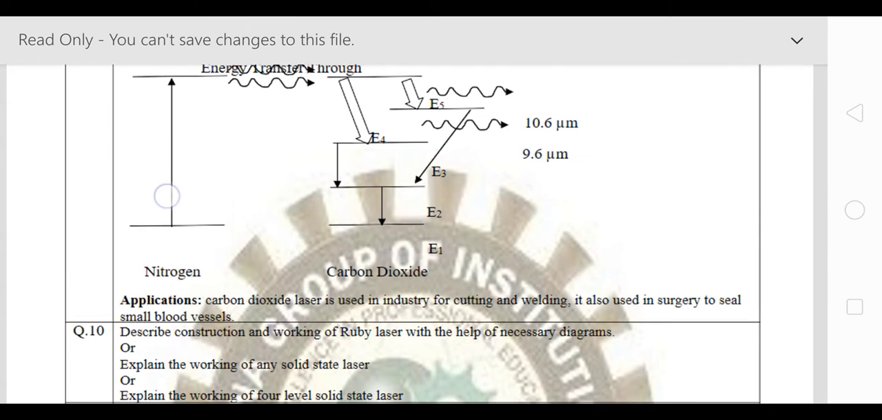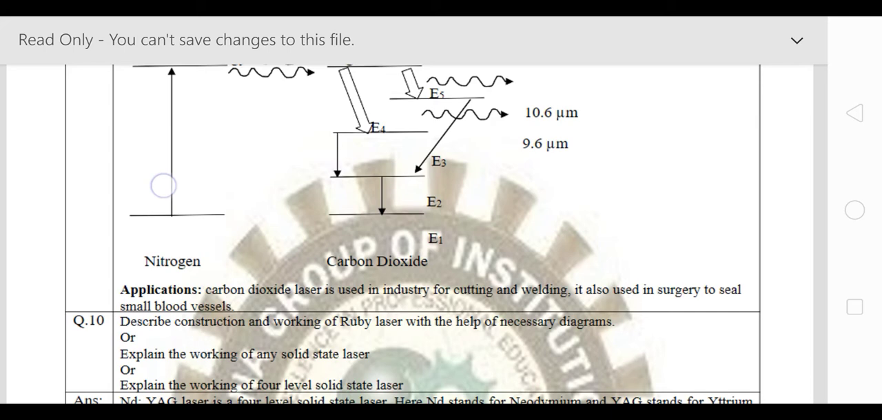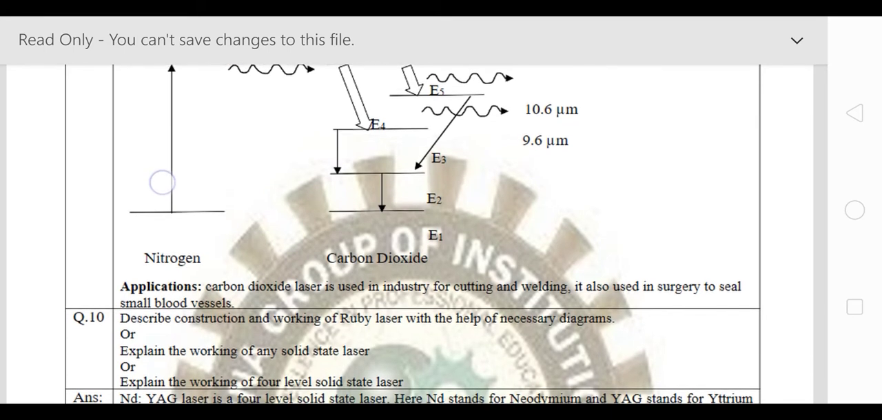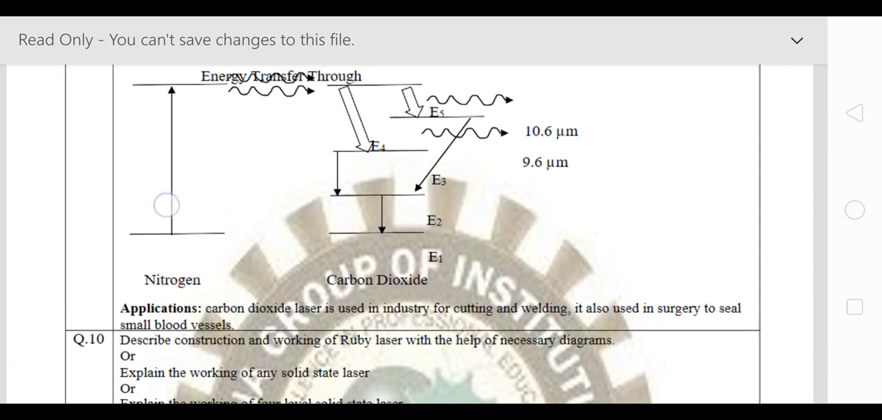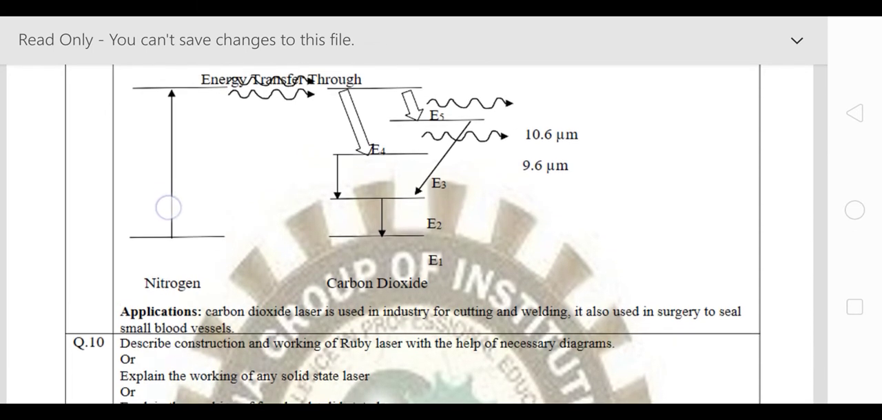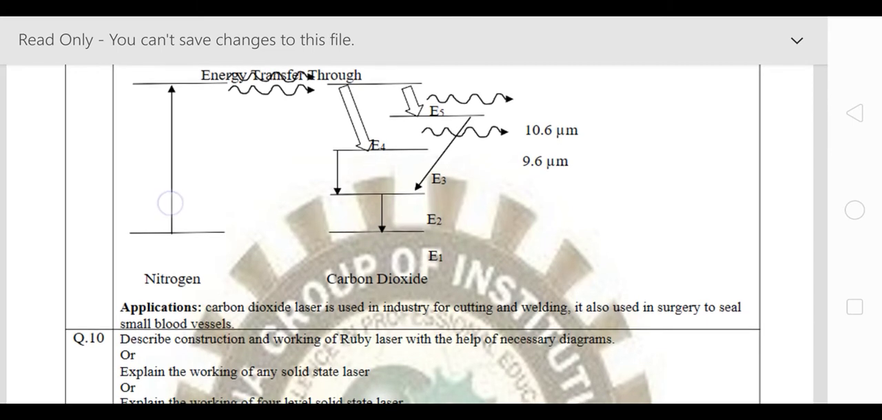The carbon dioxide laser is generally used in industries for cutting and welding, and the presence of helium with carbon dioxide molecules decreases the population inversion in E3 by collision, so there is no further transition of laser.